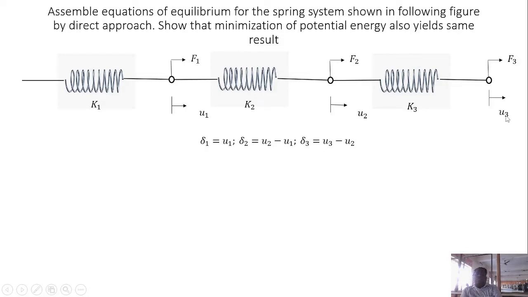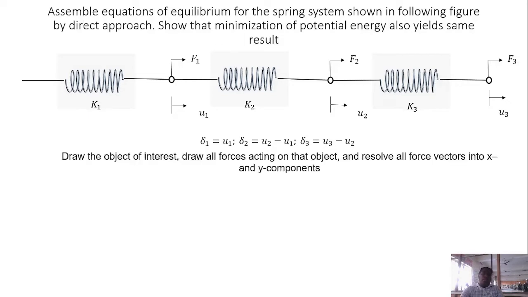The third spring displacement is u3 and the second spring displacement is u2. When I subtract u2 from u3, I can get the exact spring 3 extension. So delta 3 is equal to u3 minus u2. Likewise, I can collect the data from the given problem. After that, what is the next step?